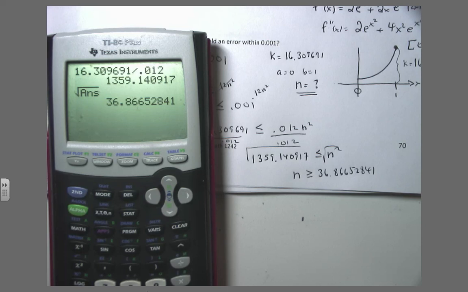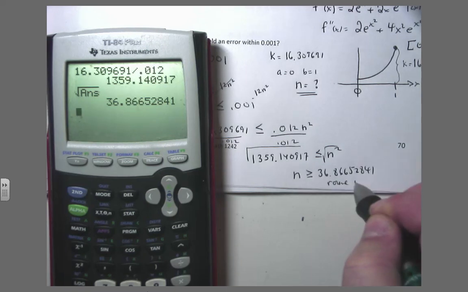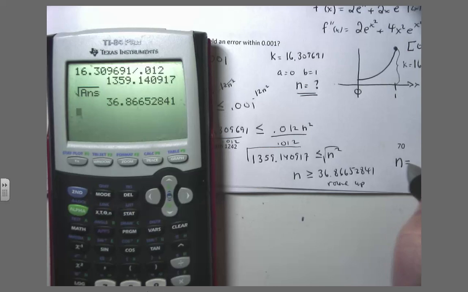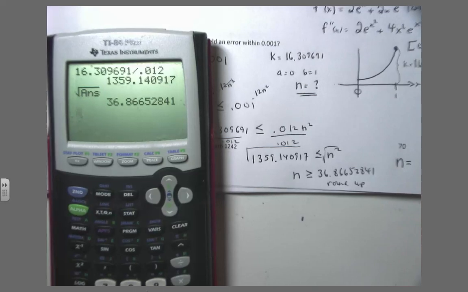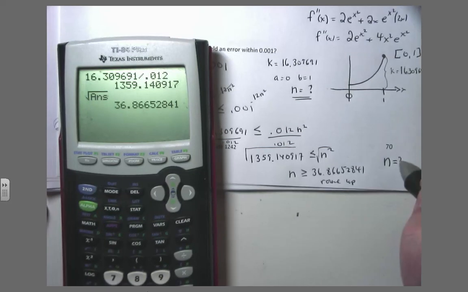So what am I going to do? I don't care what the decimal is. This is not decimal rules. We're trying to count partitions. So if you've got any decimal at all, what do you always do? Round it up. So when we round up, what is my n going to be equal to? How many partitions do I need? 37.